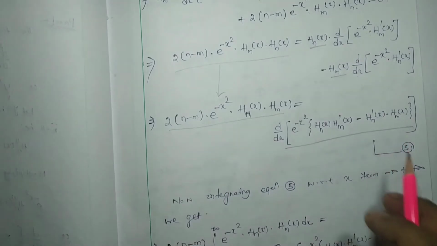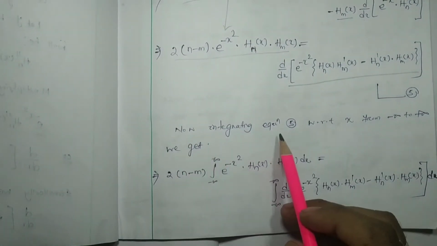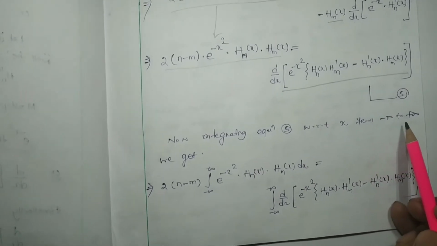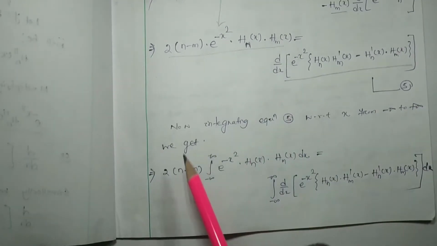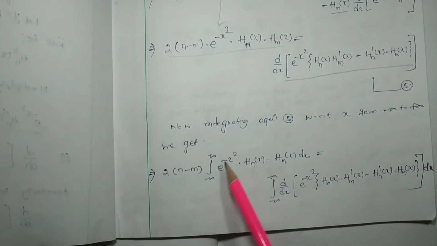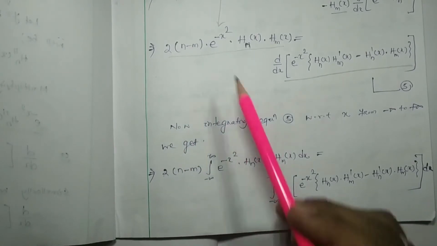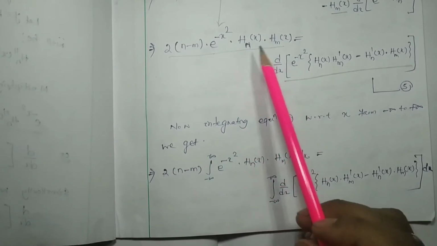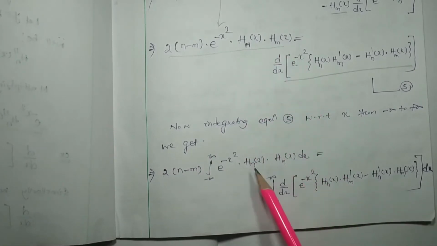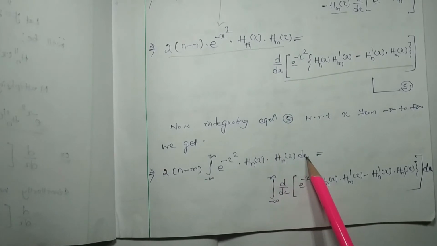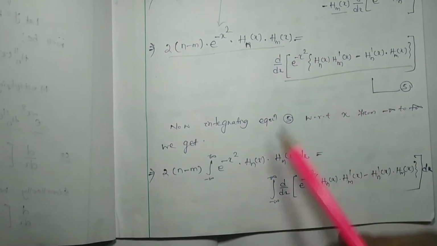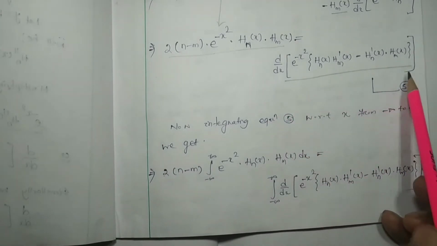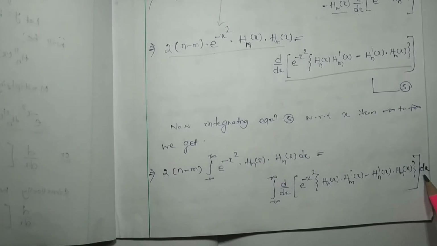Let this be your equation number 5. Now integrating equation number 5 with respect to x from the limit minus infinity to plus infinity, what can we get? This is constant 2 into n minus m, integration from minus infinity to plus infinity e to the power minus x square into hn x into hm x dx is equal to integration from minus infinity to plus infinity of d by dx of this whole term, integrated with respect to dx.